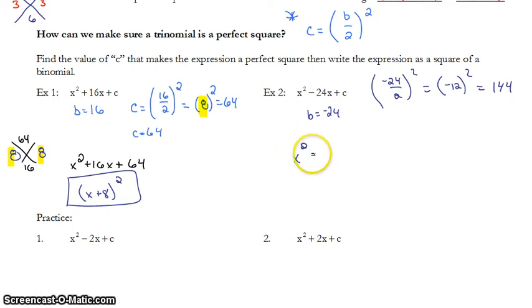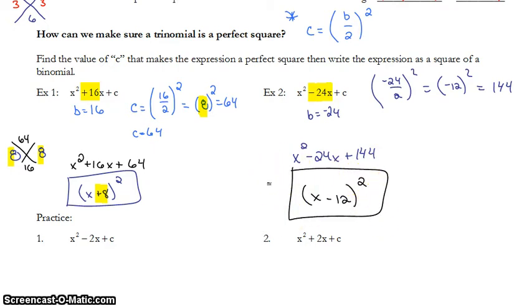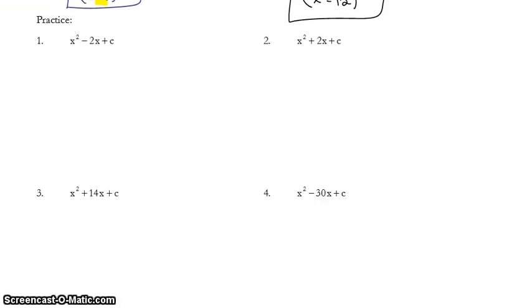Now, I have my x squared minus 24x plus 144. And the key difference between this problem and the one we just looked at is that when I have a positive 16, or a positive coefficient of x, I have an addition in here. If I have a negative coefficient of x, like I do here, I'm not going to have x plus this. I'm going to have x minus 12 squared. Go ahead and get some practice here with numbers 1, 2, 3, and 4. Pause, try them, and then unpause to check your work.